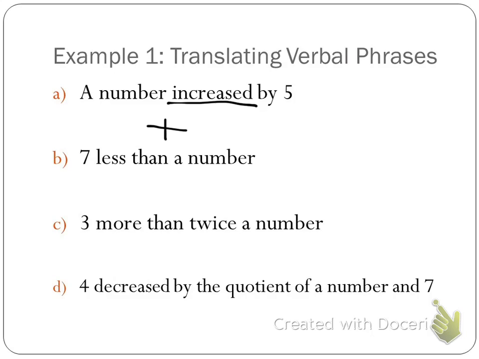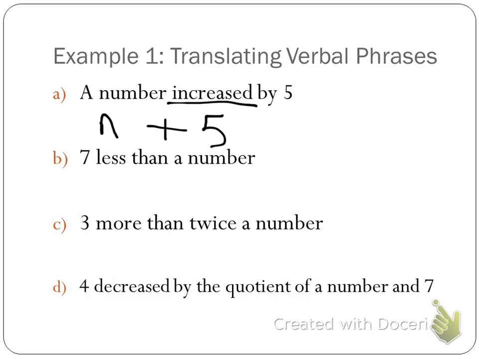So I'm just going to fill in the rest. A number, that's a variable. And I'm going to use the variable n to represent it because n for number, it kind of makes sense. If you want to use a different variable, that's perfectly fine. It just needs to be in the right place. So this expression would be n plus 5, and that's it.